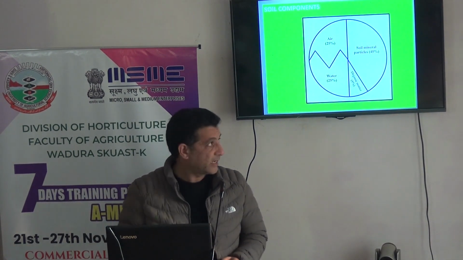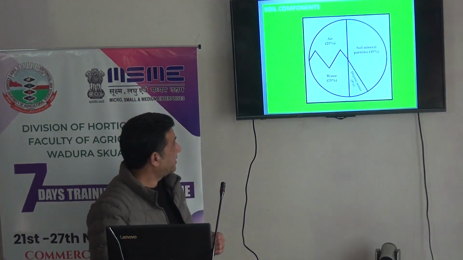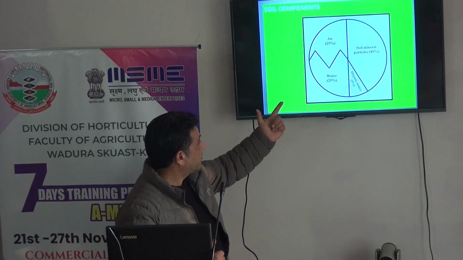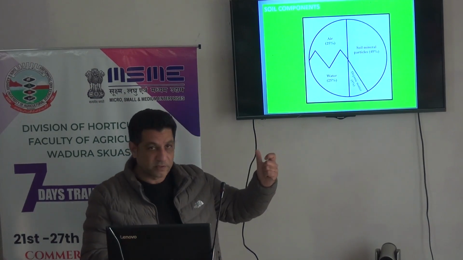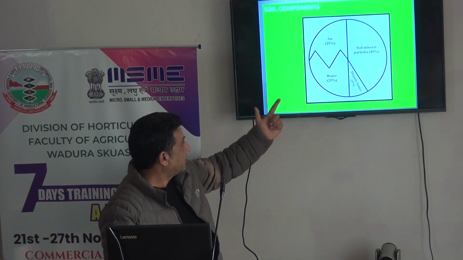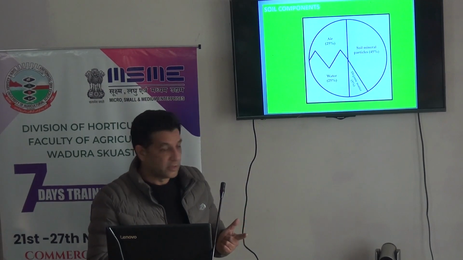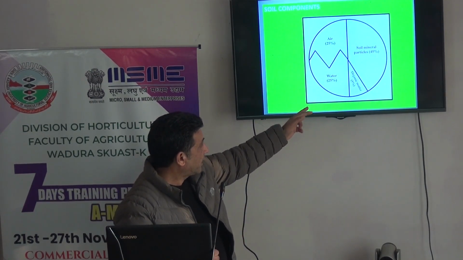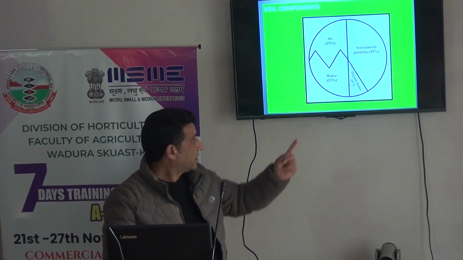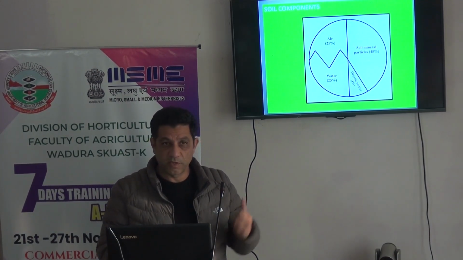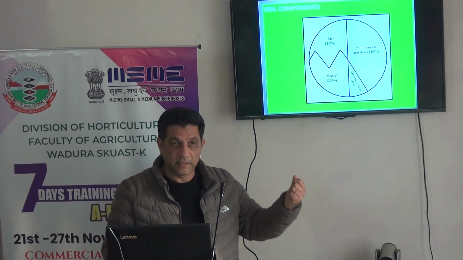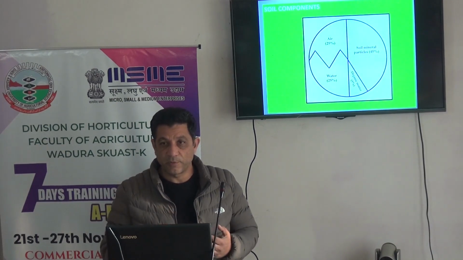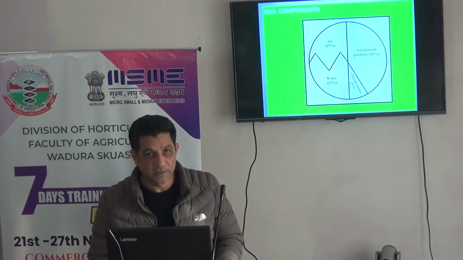Now, before going into detail, these are some of the soil components we have. You might know there are basically mineral matter, then air, and then water. In mineral matter, it can have organic matter and it can have mineral particles. From the mineral particles, through the weathering process, we get the nutrients.